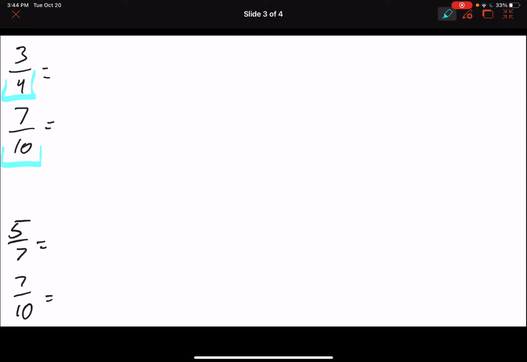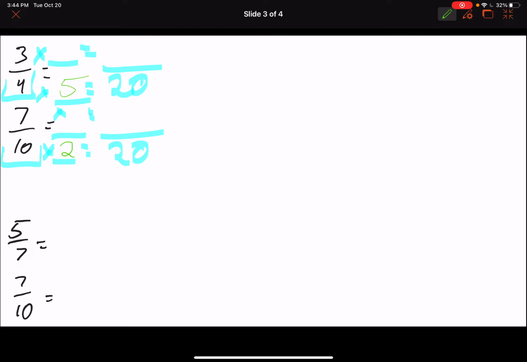So let's think about this. What is the lowest common multiple of 4 and 10? So 10 doesn't work. 20, I know that 4 can multiply to get 20, and so can 10. But what I'm going to ask you is, what do I need to multiply by 4 to get 20? And the answer to that, hopefully you came up with 5, okay? And what do I need to multiply by 10 to get 20? And hopefully in your mind you said 2.